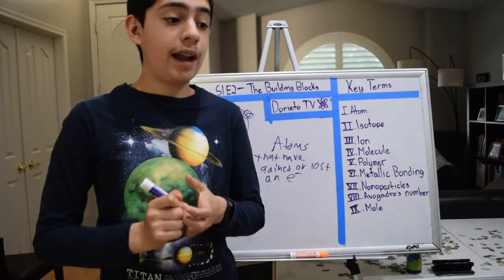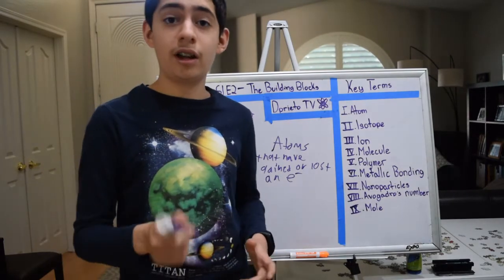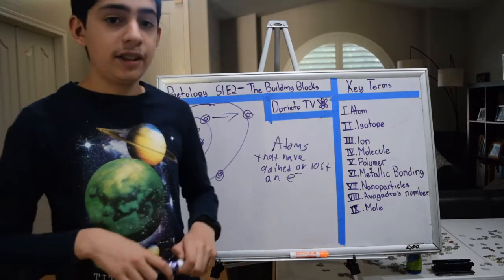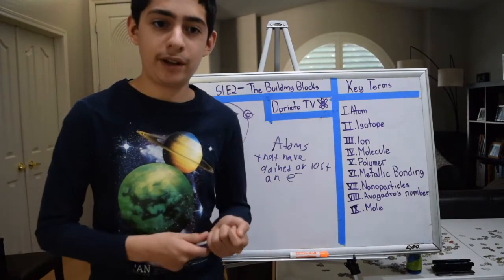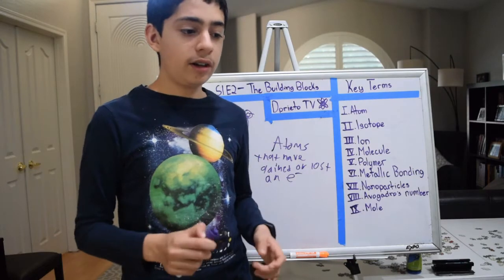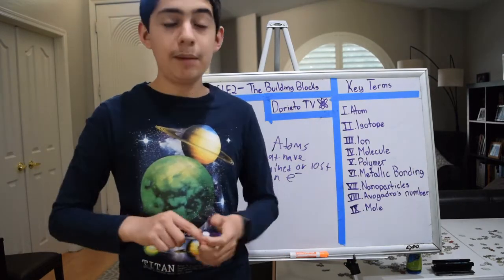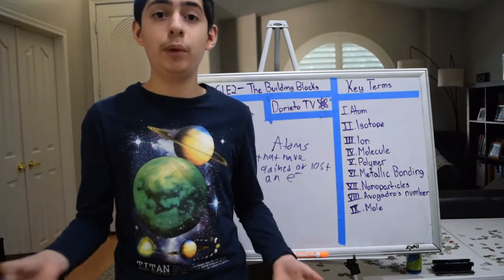And ions can make ionic compounds. We talked about ionic compounds last time. An example of an ionic compound is salt. Salt's a perfectly good example of an ionic compound. Ionic compounds usually have high melting points and also high boiling points.